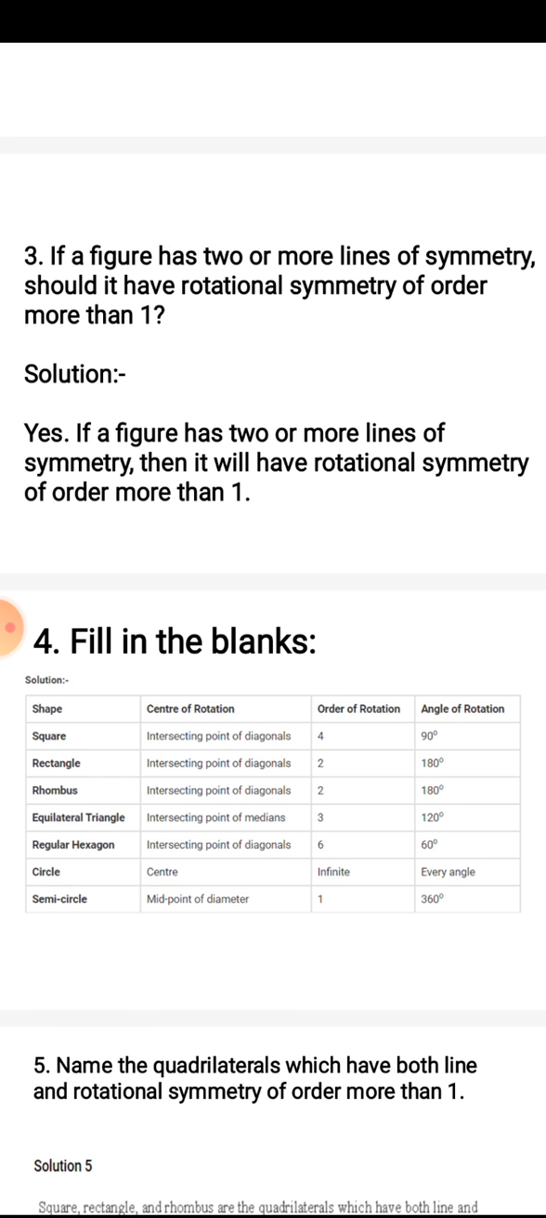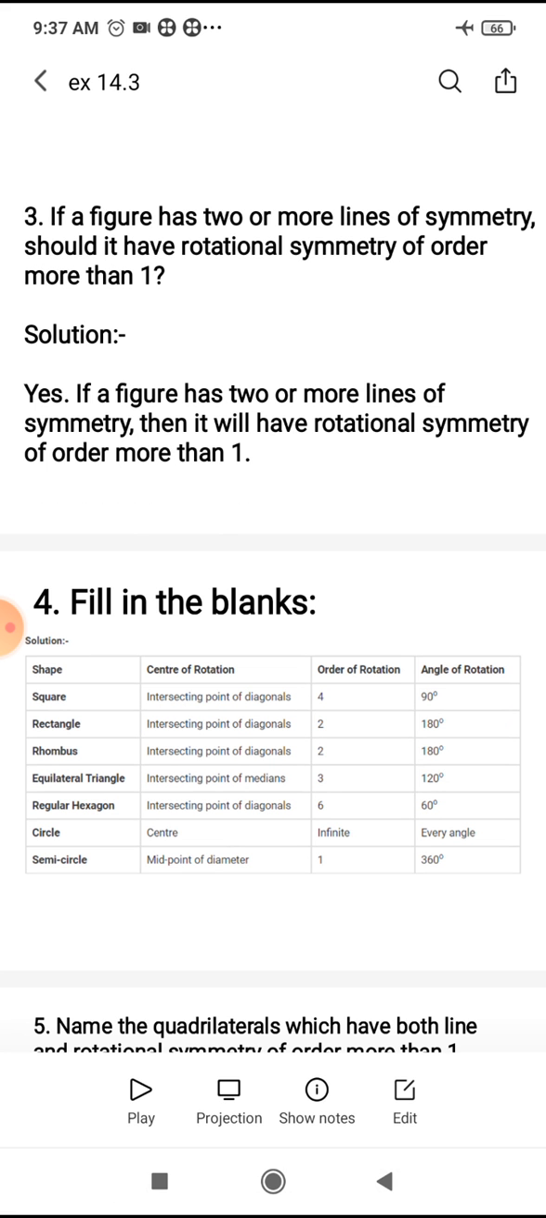Now rectangle. The number of lines of symmetry is 2, and the center of rotation is the intersecting point of the diagonals. Order of rotation is 2. And then the angle of rotation is 180 degrees. Angle of rotation is what? 180 degrees. Then come to the third one, rhombus.